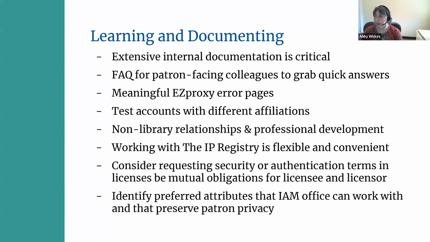We've had good luck working with the IP registry with our more complex authentication landscape. We were able to create sub-accounts to make sure the different IP ranges we share are associated with different publishers based on the access restrictions in that publisher's license. So if the license says Duke Kunshan can't access, we don't share the Duke Kunshan campus IPs.